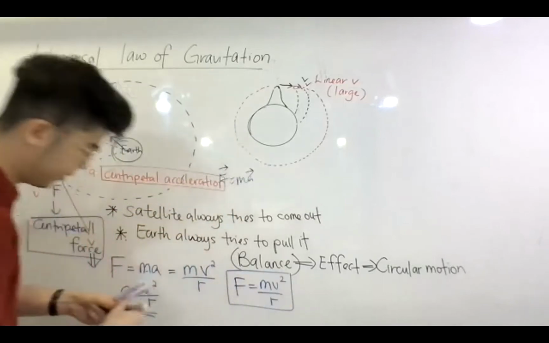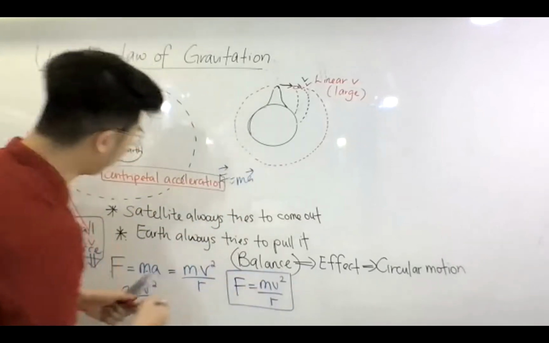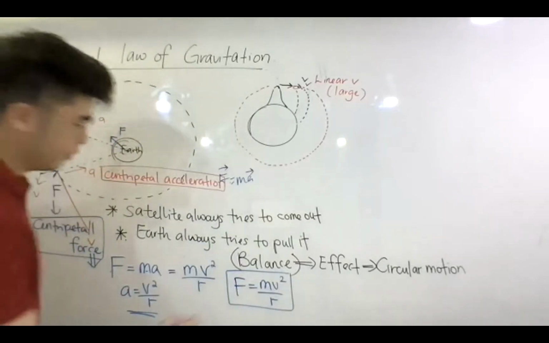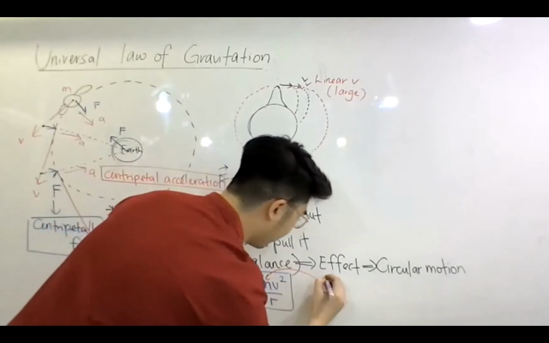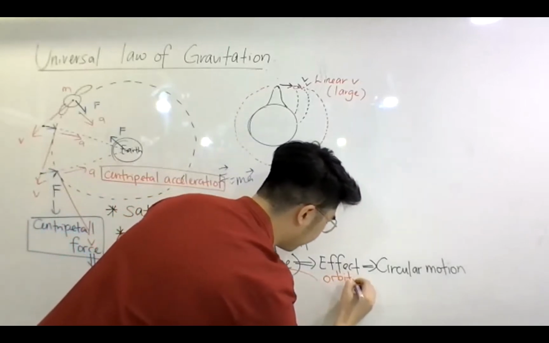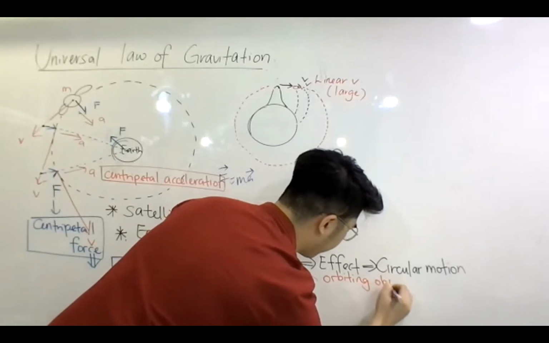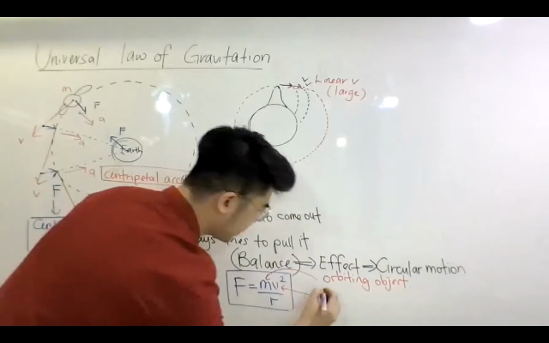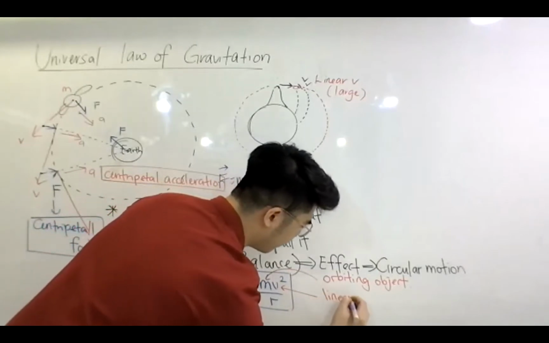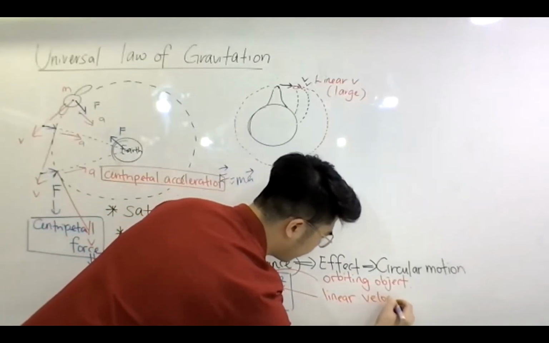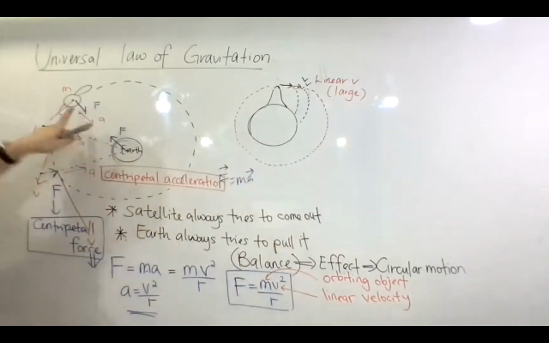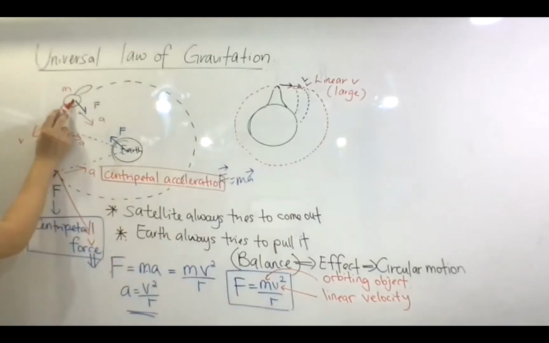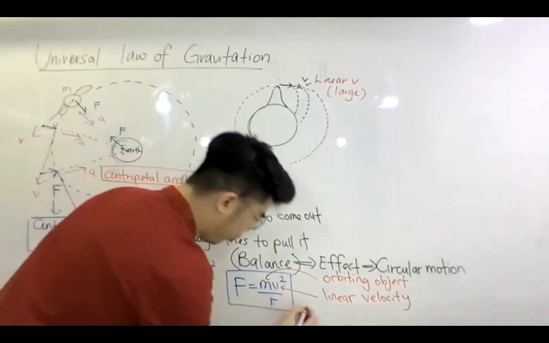Whose m is this? This m is the mass of the satellite, the orbiting object. What is the v? This is the linear speed, the linear velocity. That is the speed of the satellite that is moving. What is the r? r is the distance, the radius of the orbit.